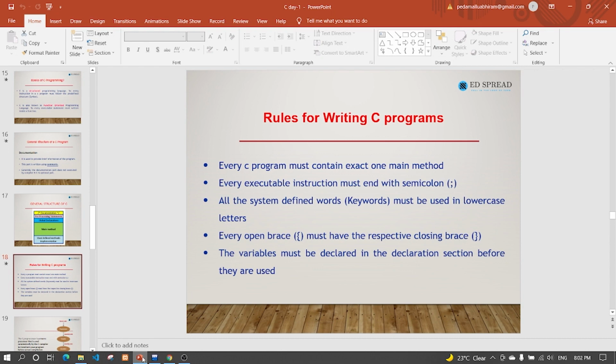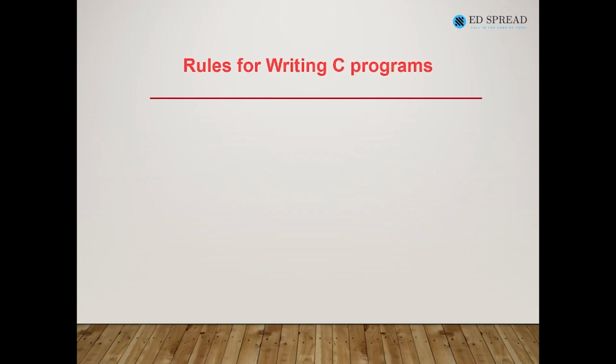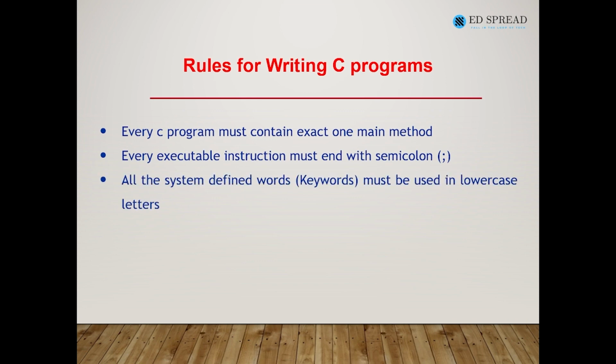Okay, rules for writing a C program. Every C program must contain exactly one main method. I told you that the execution of the program starts from the main method. So only one main method should be there and 100% a main method should be present. Right. And every executable instruction must end with a semicolon. So as I said, at the end of the printf statement, we have written a semicolon. And also at the end of the return zero statement, we have written a semicolon over there. And all the system defined keywords must be used in lowercase. Okay, if you write it in uppercase, again we'll get an error over there.